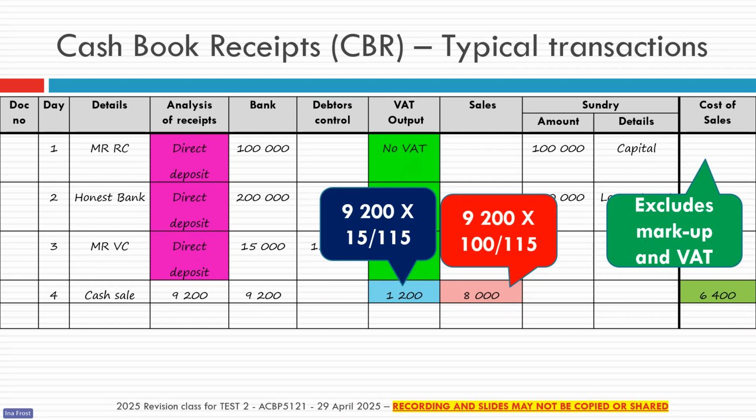Our cost of sales, remember in the cost of sales columns, the calculation there will be the amount excluding VAT and the markup or the gross margin. So you are going to use your sales number and then you are going to take out either the markup or the gross margin, depending on the question.